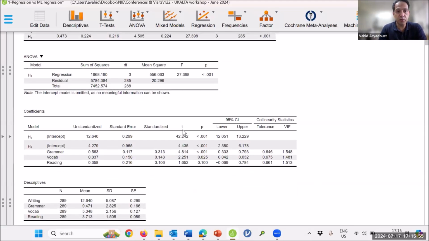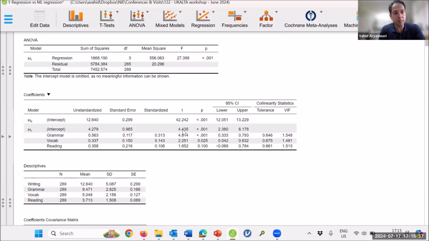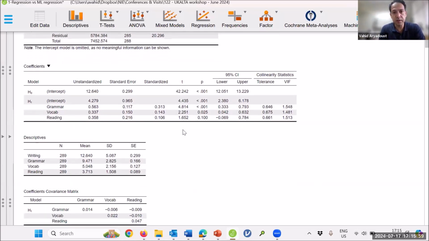Okay, so I'm going to quickly go to coefficients in the interest of time. I have already discussed tolerance and VIF. Now, for coefficients, as you can see, H0 has an intercept of 12.640. Question, what is 12.640, everybody? What does it represent in the writing variable?